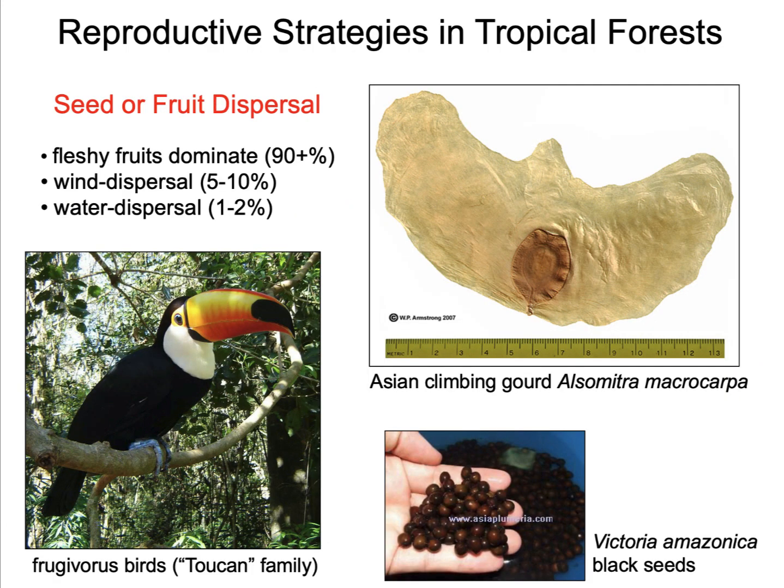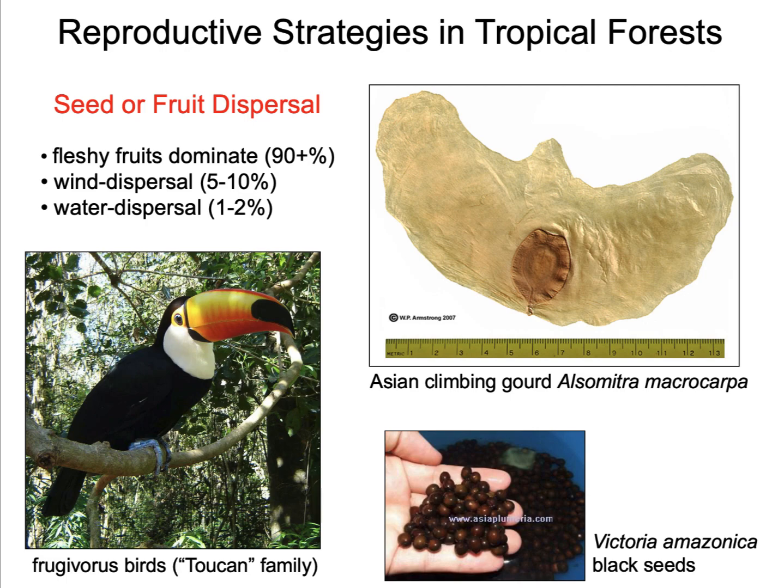Now, once those flowers get fertilized, we have seeds and fruits produced. And these seeds and fruits have to be dispersed. Many of the fruits are fleshy in tropical rainforests. In fact, about 90% of them are. And that means animals such as birds, like this toucan, are called frugivorous birds because they eat fruits and disperse them around the forest when they poop them out.